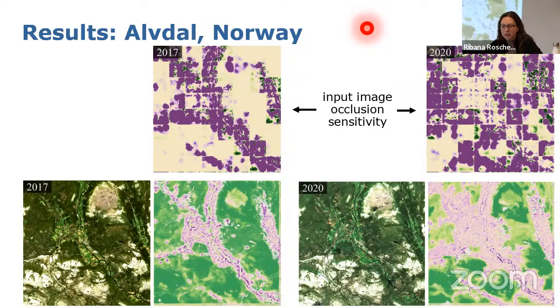Yeah, so for example, it can be seen from the occlusion sensitivity maps that most of the parts were neutral. So there are nearly no areas which are associated with wilderness patterns.